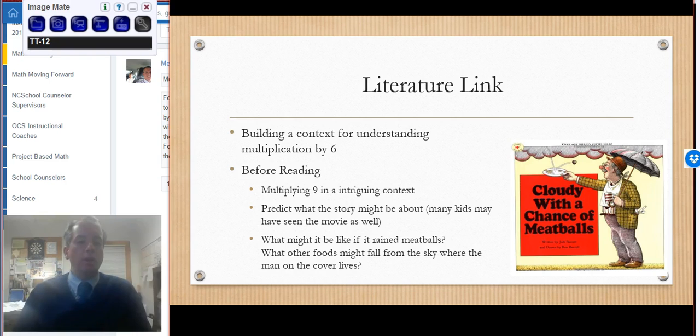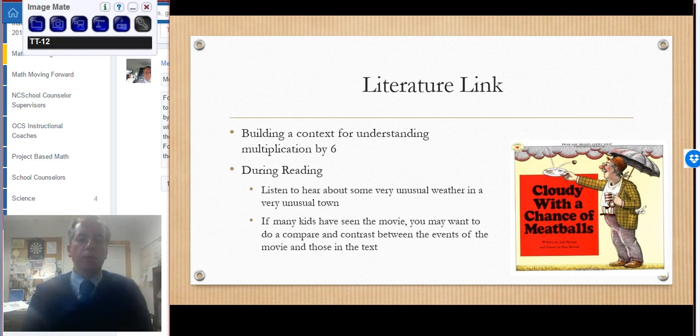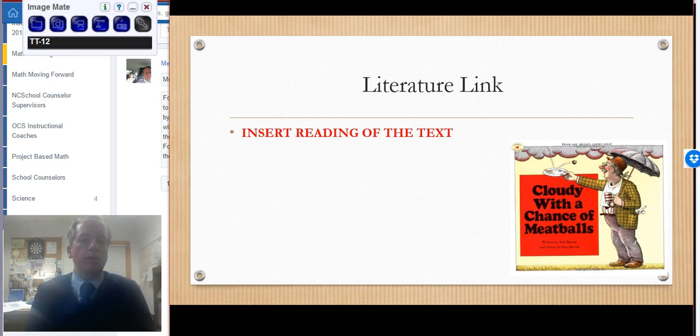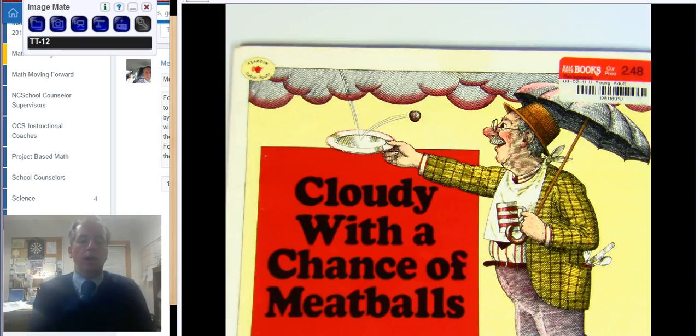So let's go ahead and jump in here with our question being, what might it be like if it rained meatballs? Just a discussion kind of thing for kids. What other kind of foods might fall from the sky, right? And we're going to ask kids to listen for some very unusual weather in a very unusual town. And if you've seen the movie, or if you have a lot of kids who have seen the movie, you might want to encourage them to do a comparison contrast. What's the same? What's different? So let's jump over here to our story and go ahead and get started.